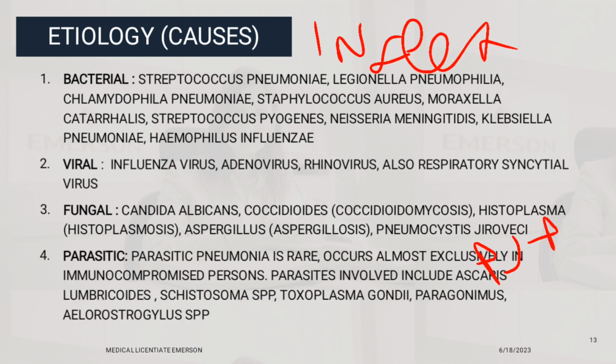Okay. Then under parasitic, we have to know that parasitic pneumonia is rare, and it occurs almost exclusively in immunocompromised people. The parasites involved include Ascaris lumbricoides, Cryptosporidium species, Toxoplasma gondii, Paragonimus, and also Strongyloides species. These are some of the parasitic causes. Then that's the end of infectious causes.